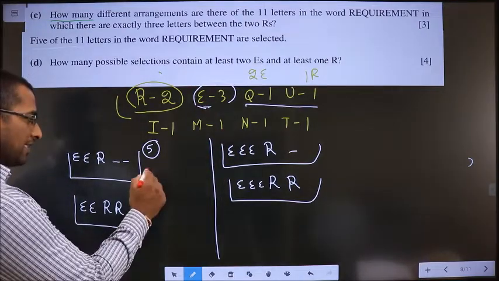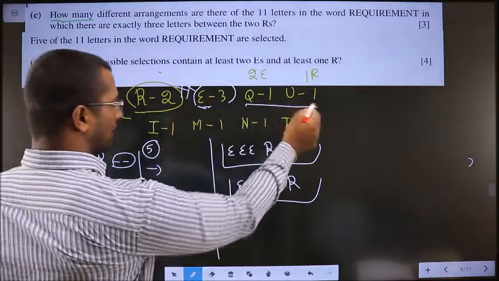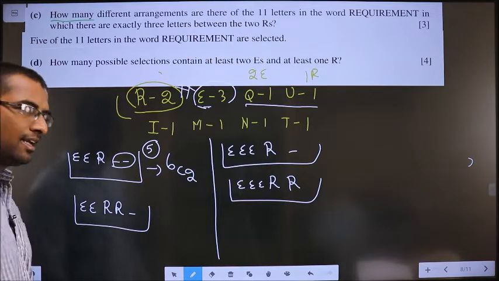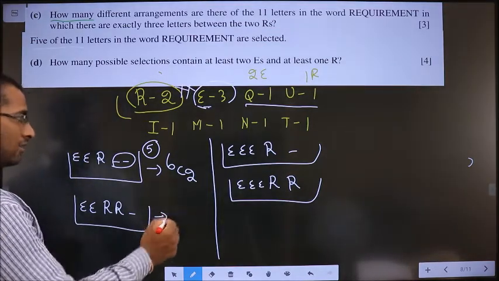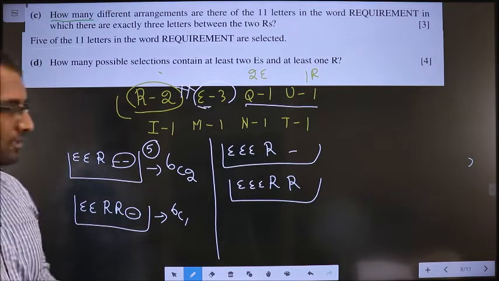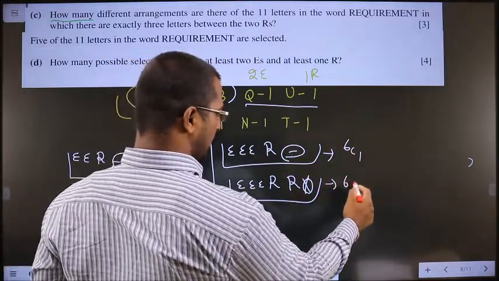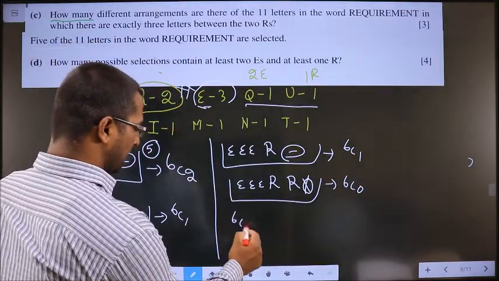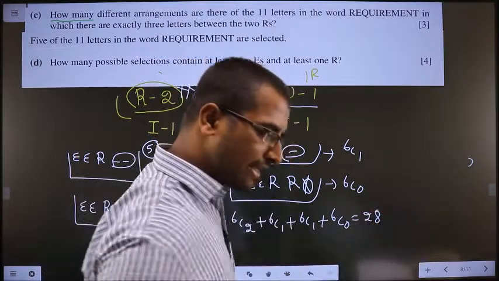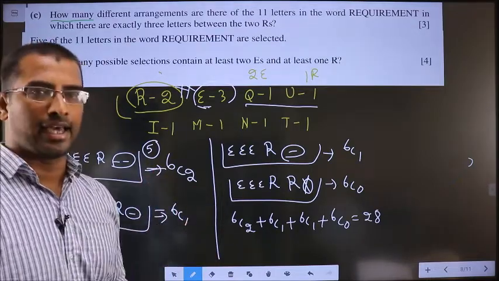Clear? Okay. Now write for each. I need 2 more letters. From R I cannot select again, E also I cannot select again. 1, 2, 3, 4, 5, 6. From the 6 letters I need to select 2, so that can be done in 6C2 ways. Here from the same 6 letters, this time I want to select only 1. That can be done in 6C1 ways. Here also I need to select only 1 letter, so 6C1. Here I don't need to select any letter, so it is 6C0. So your final answer will be 6C2 plus 6C1 plus 6C1 plus 6C0. That is nothing but 28. Clear? Write all the options satisfying the condition, then write for each option and finally add.